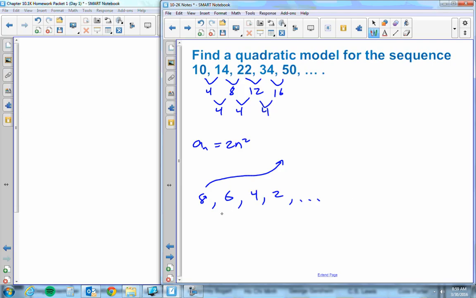And then I do the rule, and it's decreasing by 2 every time, right? So I put a minus 2. When you plug in 1, it's supposed to produce an 8, but it produces negative 2. So plus 10 is what makes it work.